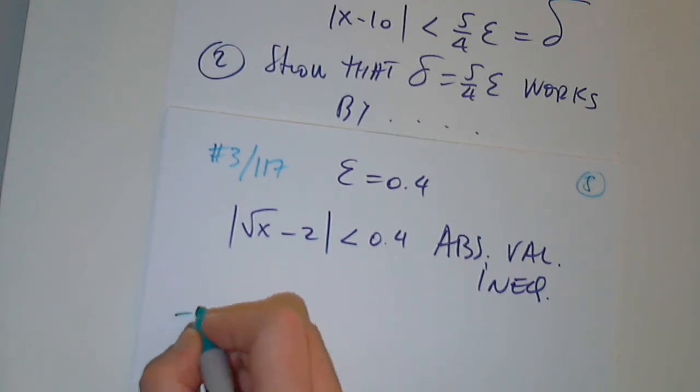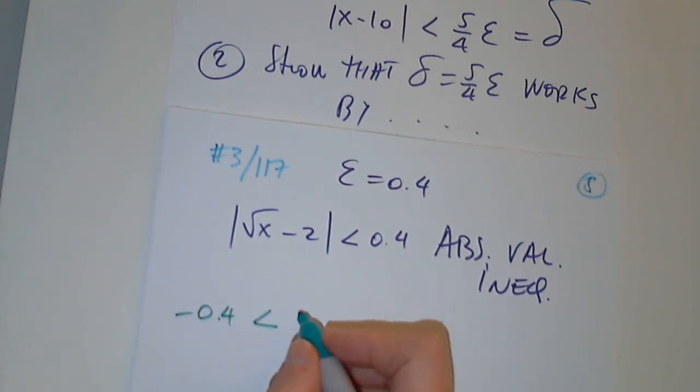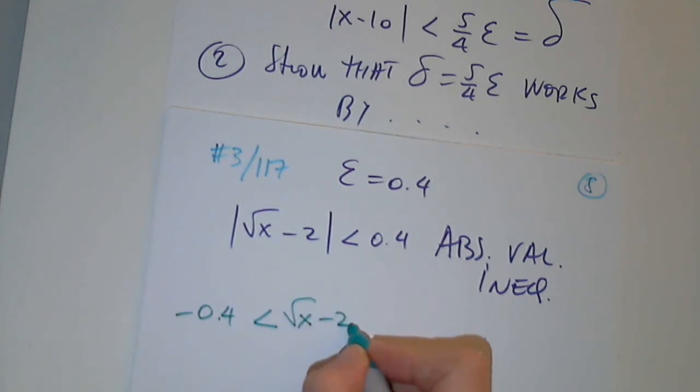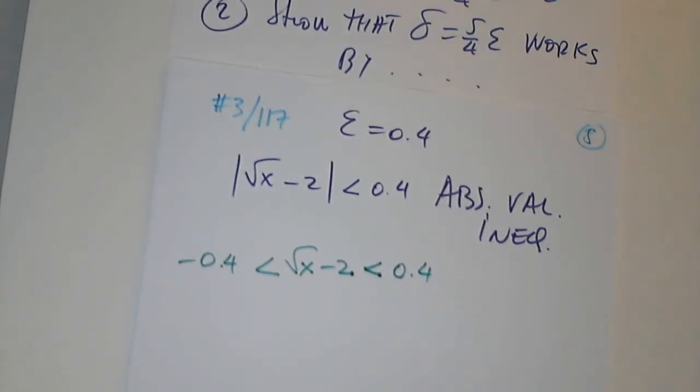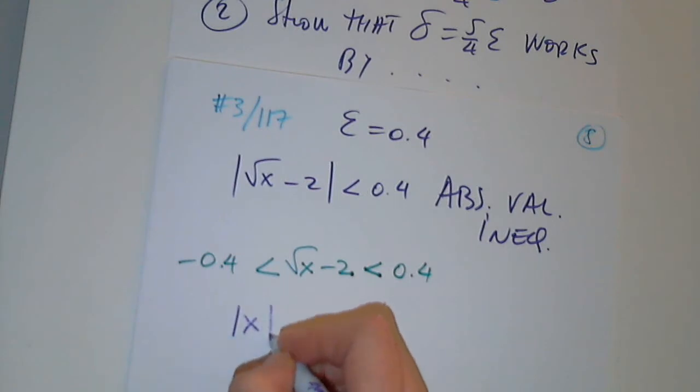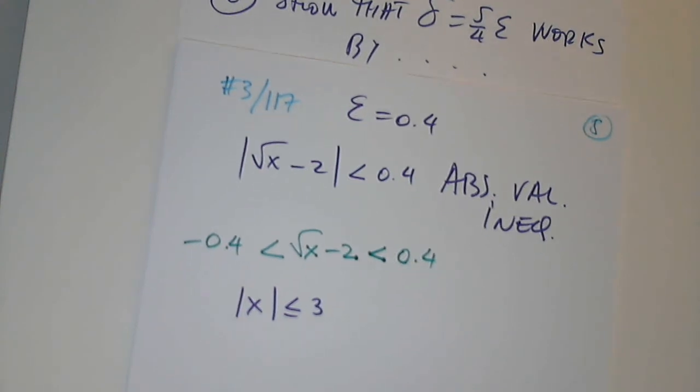So it's negative 0.4 less than, not the absolute value, but just the square root of x minus 2, less than 0.4. That's it. But I need to explain, since only one student remembered this, obviously we need to refresh our memory on it. So if I'm asked to solve something like this, with the equal symbol or without the equal symbol, it doesn't matter.